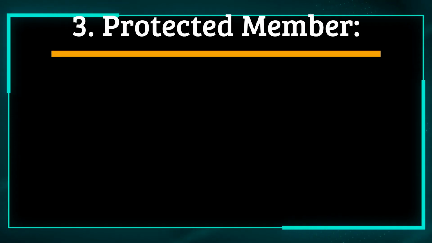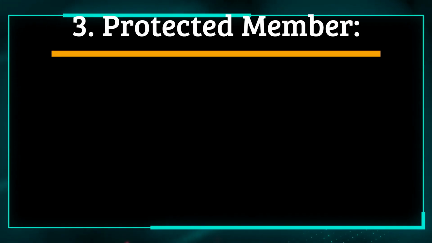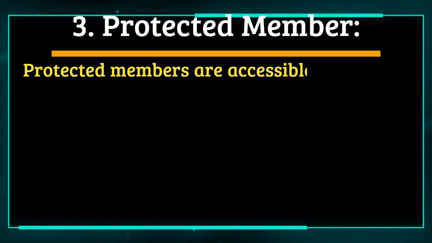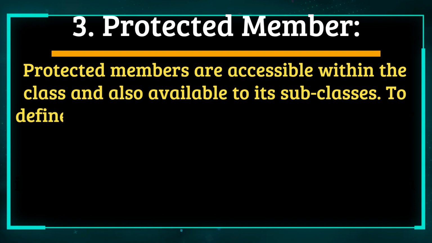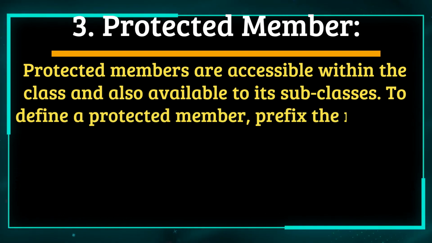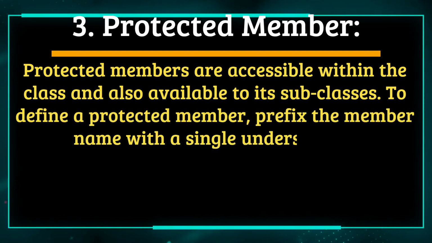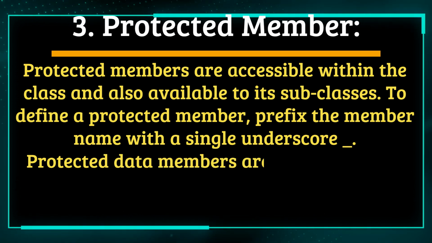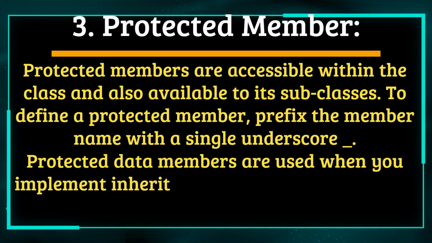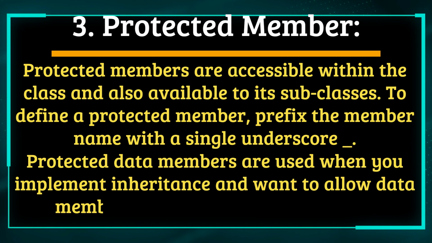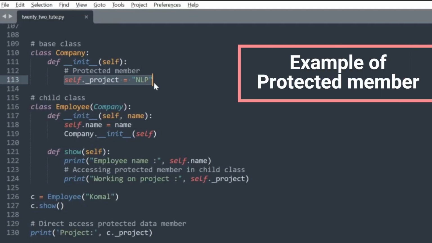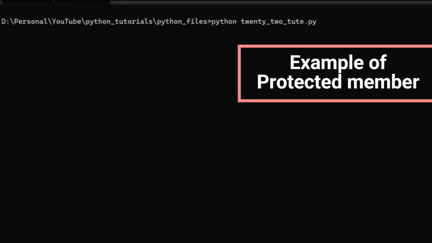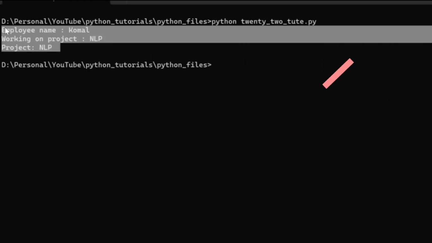3. Protected member. Protected members are accessible within the class and also available to its subclasses. To define a protected member, prefix the member name with a single underscore. Protected data members are used when you implement inheritance and want to allow data member access only to child classes. This is the example of a protected member in Python. If you run this file, you will see the same output as shown on the screen.